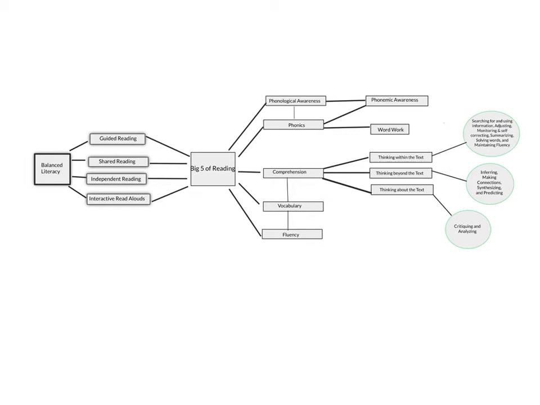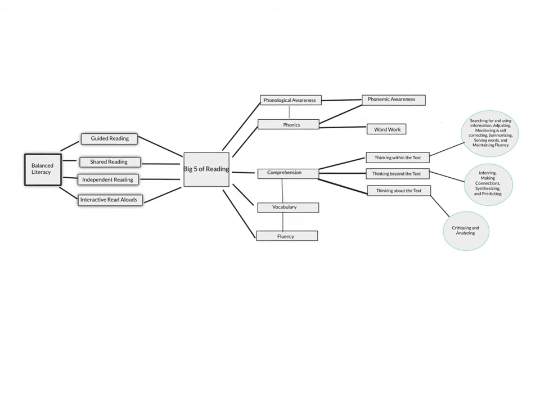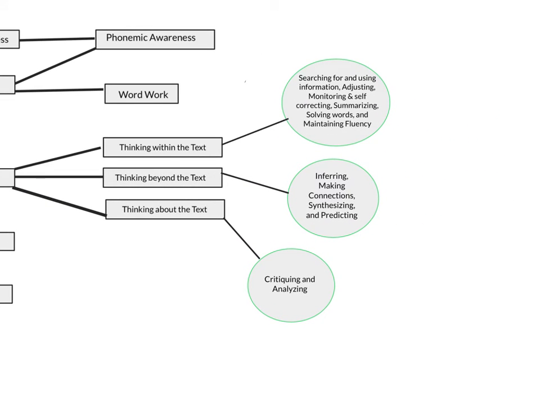Comprehension in reading includes 3 types of strategies, which are thinking within the text, thinking about the text, and thinking beyond the text. Let's zoom in and view the components of each of these.